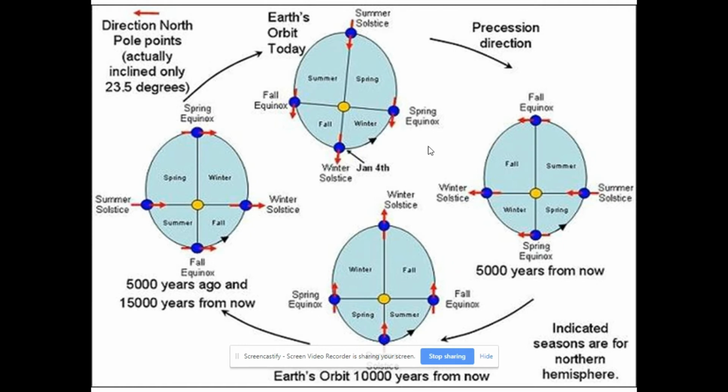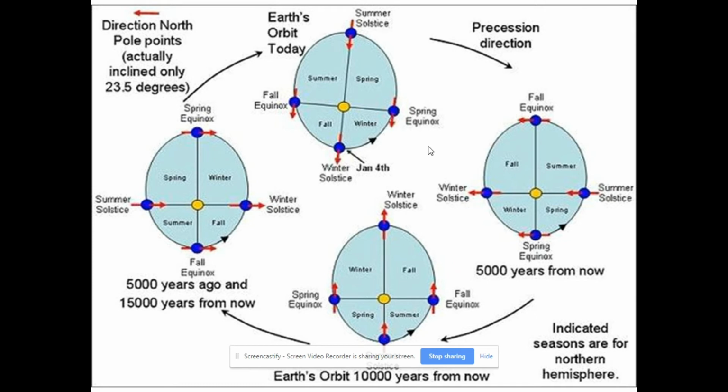Now, looking at precession direction, the wobble of the Earth, 5,000 years from now, look what's happening here. Summer solstice occurs not at aphelion or perihelion, right? Remember, at the top there is aphelion, and at the bottom is perihelion. So at summer solstice, the axis of the northern hemisphere is pointed at the sun, and then at winter solstice, it's pointing the northern hemisphere away from the sun. But the solstices are not occurring at either aphelion or perihelion. And again, the indicated seasons are for the northern hemisphere.